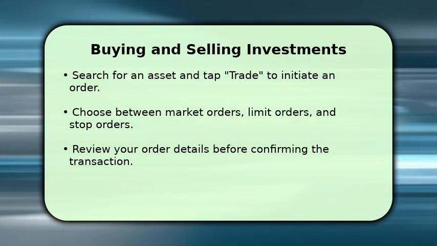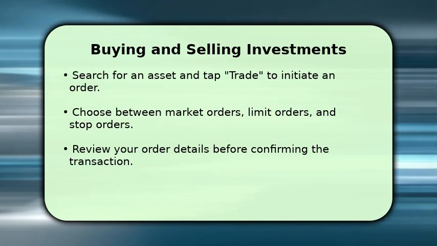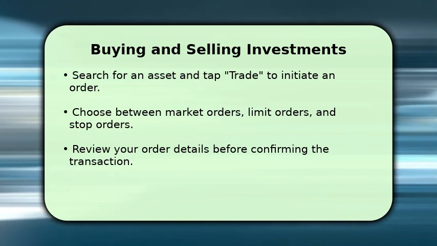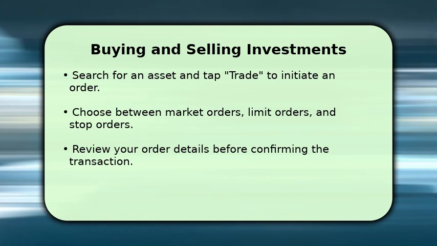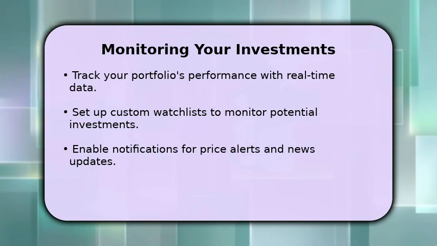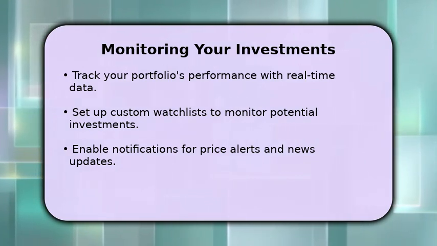To place a trade, first search for the asset you wish to buy or sell and tap the trade button. Robinhood offers various order types, including market orders for immediate execution, limit orders to set a specific price, and stop orders to manage risk. Always carefully review your order details, including the quantity and price, before confirming your transaction to ensure accuracy. Effectively managing your portfolio is crucial for long-term success.